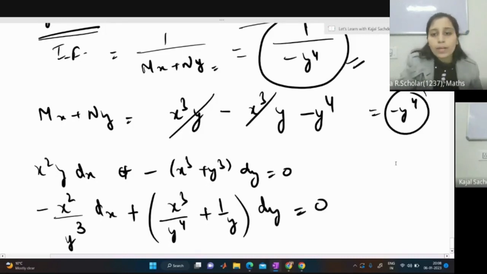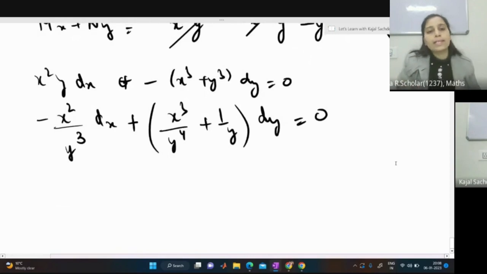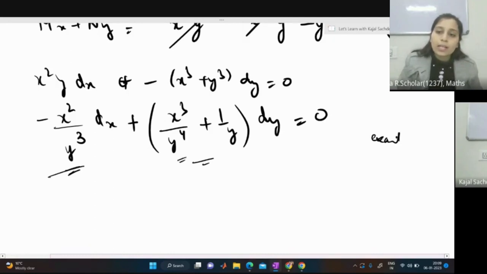So from here, we can check this equation becomes exact. Differentiate this with respect to y, we get 3x squared y squared, and differentiate this with respect to x, we get 3x squared y squared. So it's the same, and we get this equation exact, and now we can find the solution in this manner.